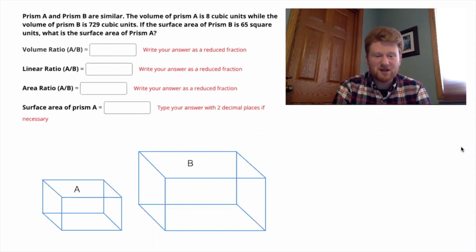Prism A and prism B are similar. The volume of prism A is 8 cubic units, while the volume of prism B is 729 cubic units. If the surface area of prism B is 65 square units, what is the surface area of prism A?